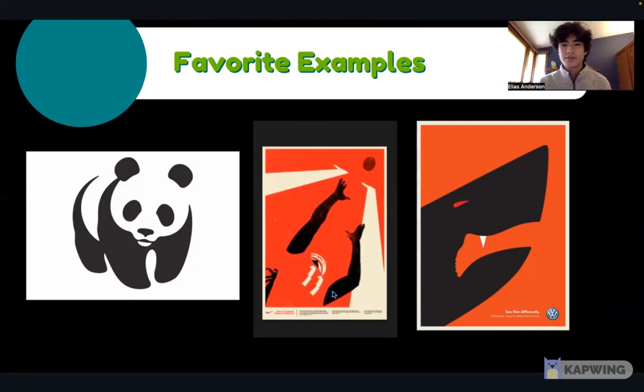Finally, we have a VW advertisement, which is like the Jaws shark devouring a leg that we can see, and our mind just puts these two images together, and that is a great example of closure.